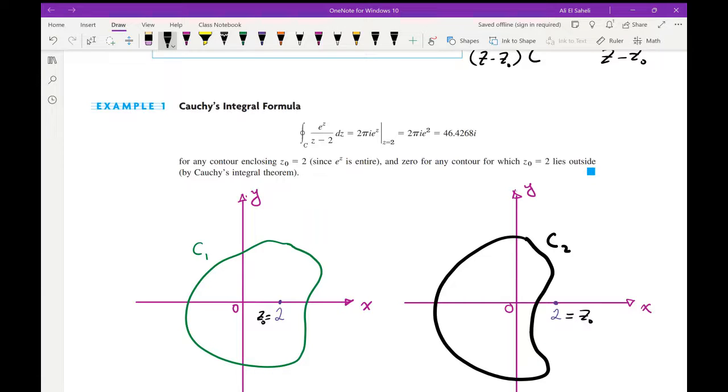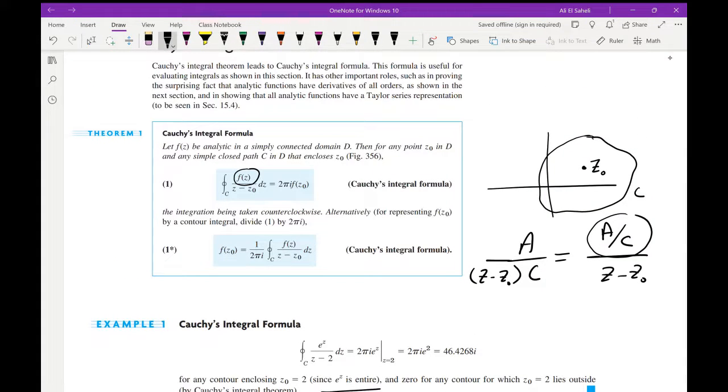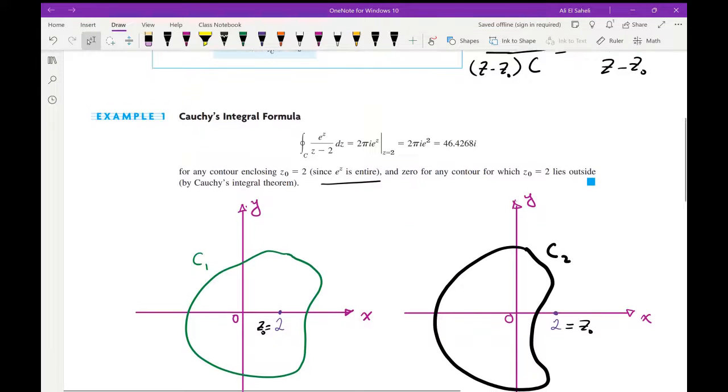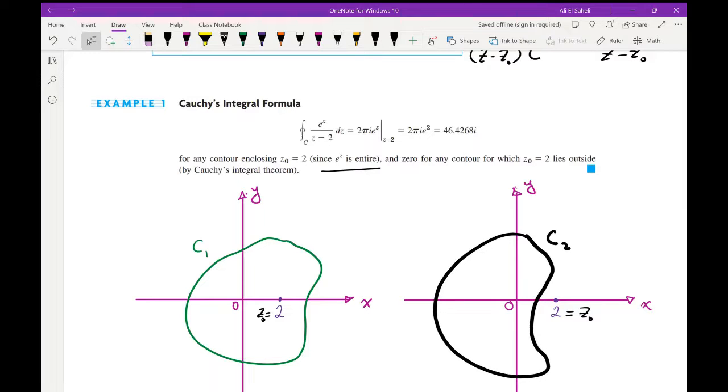If it does, okay, since f of z is entire, it's analytic everywhere, so it satisfies this condition. If it does, then we can apply the theorem, and in that case it's 2 pi i times f evaluated at z0, which in this case is 2. f evaluated at 2. f is e to the z. So it's 2 pi i e to the power 2.